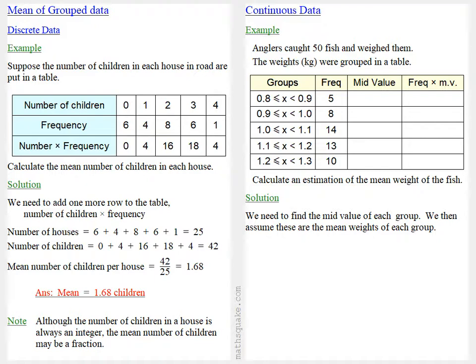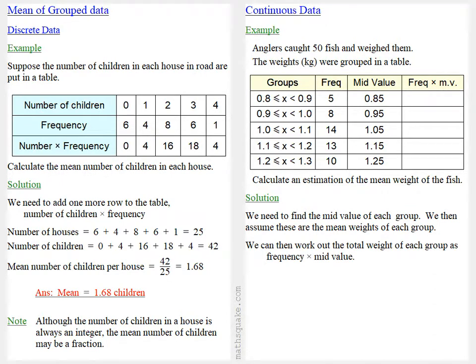Now the mid-value of 0.8 to 0.9 is 0.85. The mid-value of 0.9 to 1.0 is 0.95. The mid-value of 1 to 1.1 is 1.05. The mid-value of 1.1 to 1.2 is 1.15. And the mid-value of 1.2 to 1.3 is 1.25. And then we can work out the total weight of each group as the frequency times the mid-value.